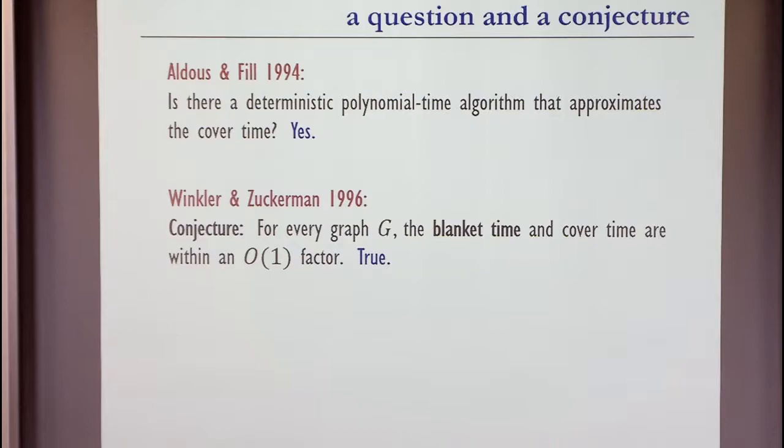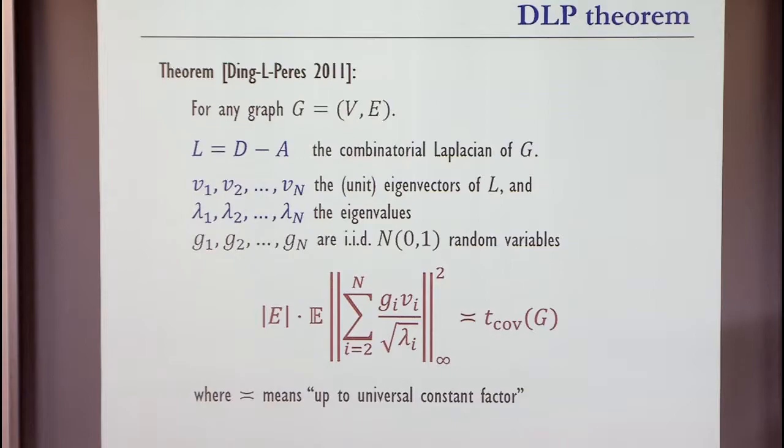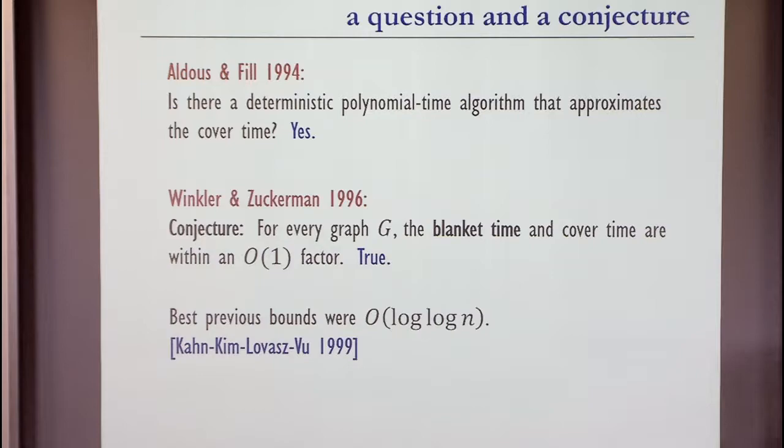So you get some structural properties from this, not just an amazing coincidence of numbers. I should say that the best previous bounds for both of these were log log n, due to Kahn, Kim, Lovász, and Vu. They gave a log log n approximation, and they showed that these two things are within log log n factors for an n-node graph. Here we get universal constants.